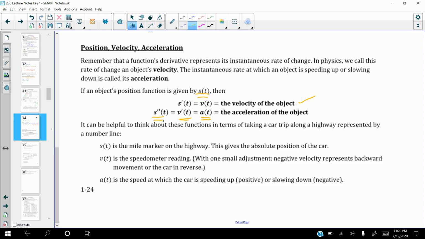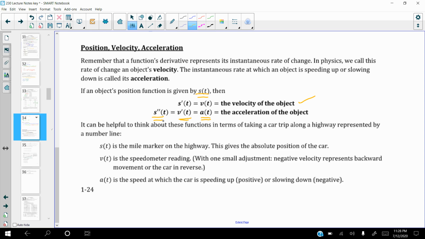So one of the ideas is you can think of these in terms of taking a car trip on a number line. S of t is a mile marker on the highway. This gives you the absolute position of the car. So if you're driving down the highway and you see mile marker 124, you know that's where you are at that specific point in time.